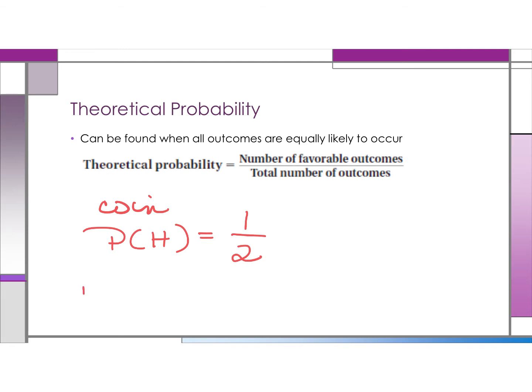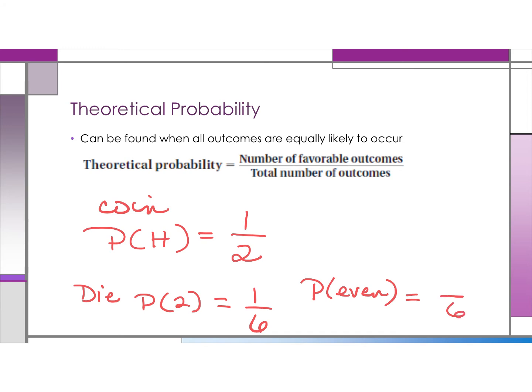If I were rolling a number cube or a die, and I wanted to know what is the probability of rolling the number 2, I know that there is only 1 number 2 on the die out of the 6 different outcomes. Same thing with the coin as well. With the die, let's say I wanted to know the probability of it landing on an even number. So I know there's 6 different numbers, and I know of those 6, 2, 4, and 6 are even. So 3/6, and you would always simplify it, and that probability would be 1/2.